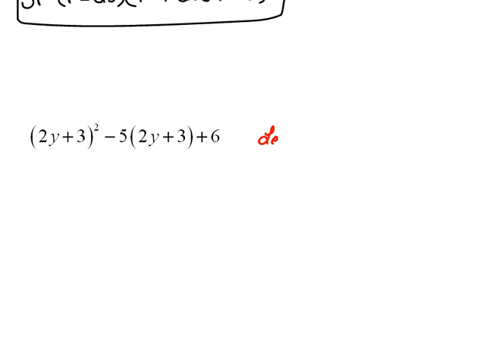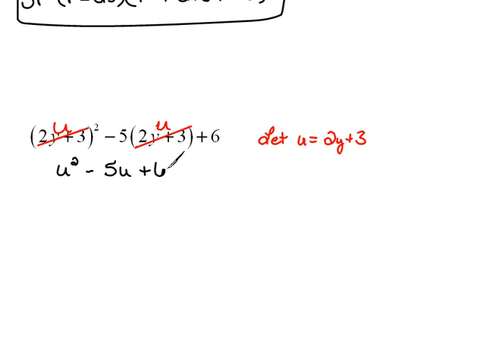This is called u substitution, when we let u equal 2y plus 3. So what we're going to do is say, you know what, 2y plus 3, I'm just going to call that u. So everywhere I have a 2y plus 3, I'm going to change that to a u. Now, if I rewrite my problem, we have u squared minus 5 times u plus 6. Now that is a whole lot easier to factor.